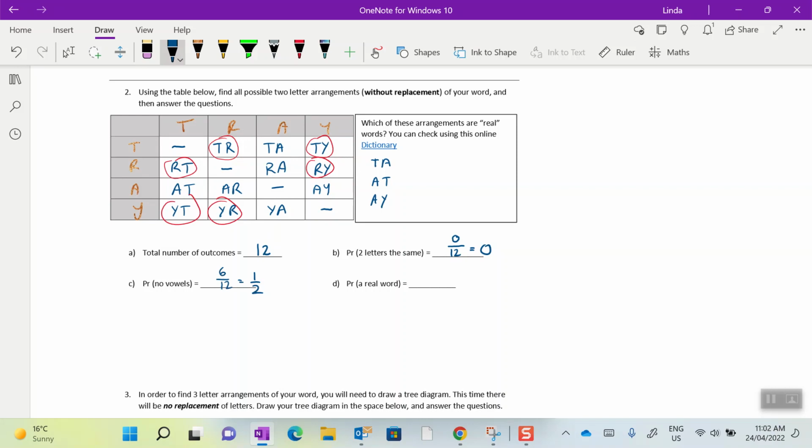And the probability that it's a real word, well, I've still got 3 words, but this time there was only 12 possibilities. So this time for my answer, the probability of it being a real word is 1/4. Do the same with your 4-letter word now.